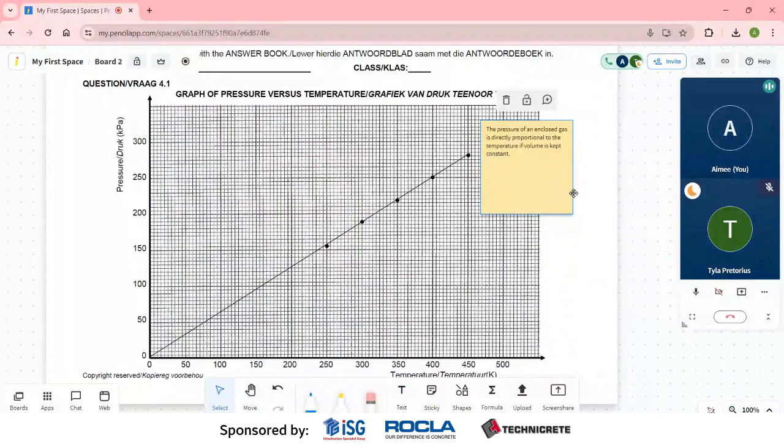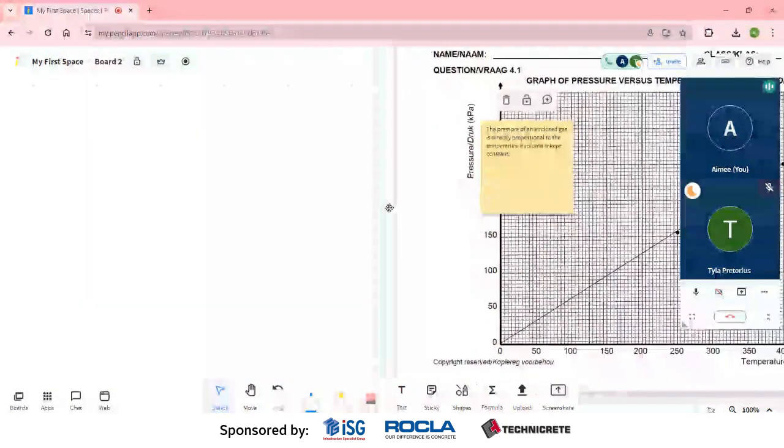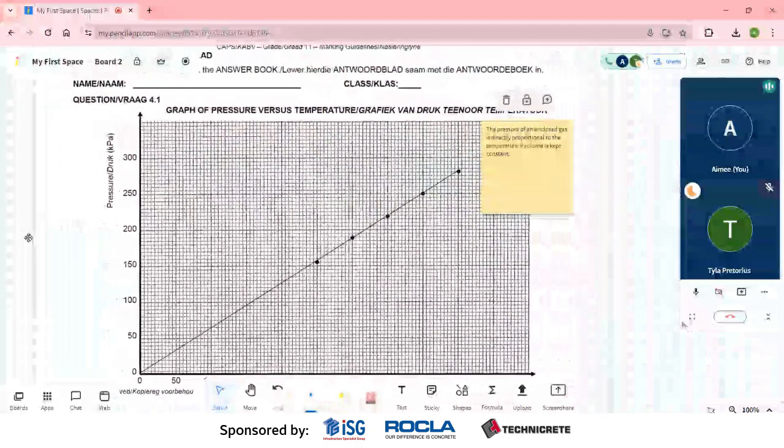The pressure of an enclosed gas is directly proportional to the temperature if volume is kept constant. Okay, and you can tell that pressure is directly proportional to temperature in this scenario because this is a straight line graph, and that indicates a linear or directly proportional relationship.